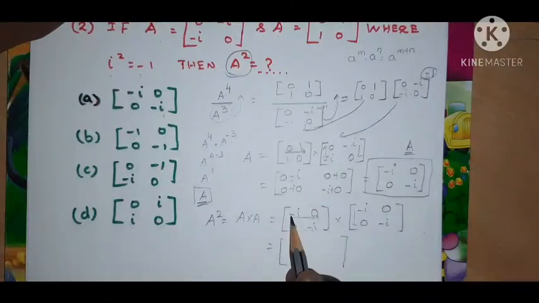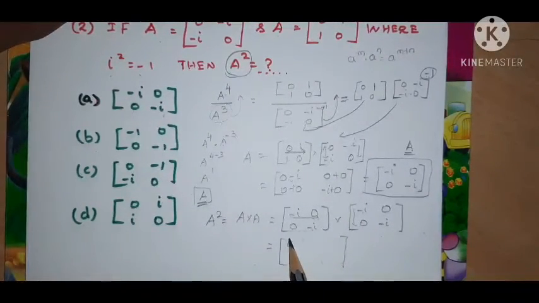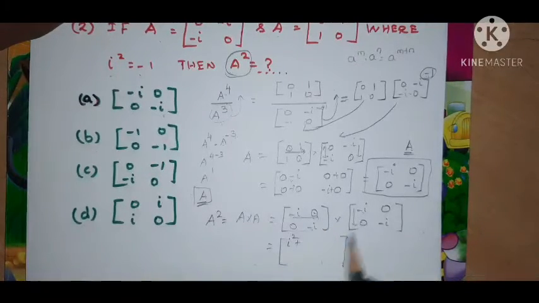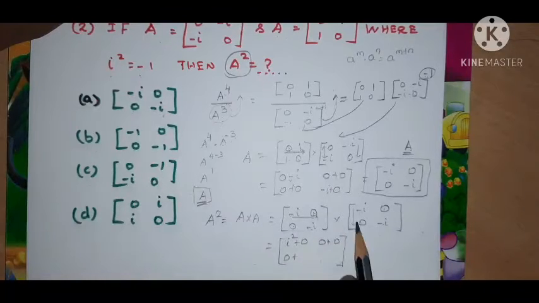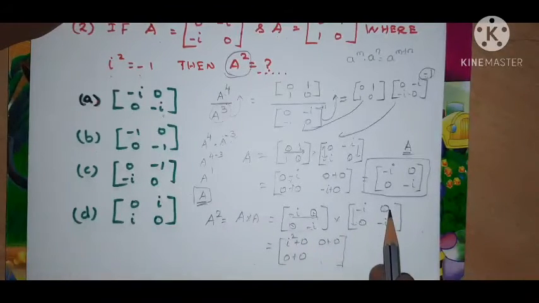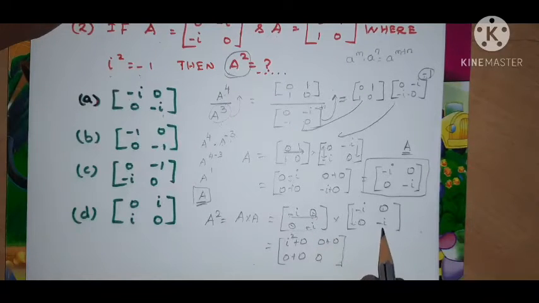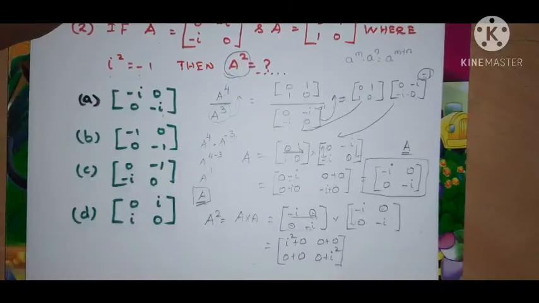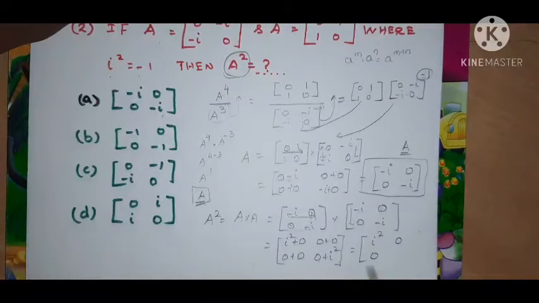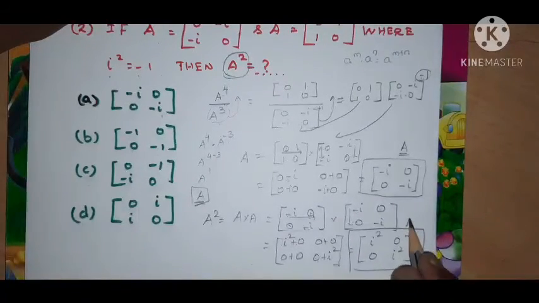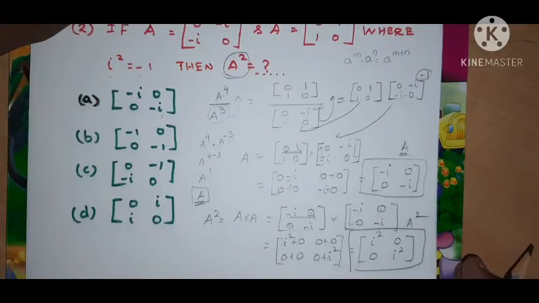So now minus i into minus i, so plus i squared, plus 0 into 0, 0. Minus i into 0 is 0. 0 into minus i is plus 0. Next, 0 into minus i is 0, plus minus i into 0 is 0. 0 into 0, 0. Minus i into minus i is plus i squared. Got it? Fine. Next, i squared plus 0 is i squared. 0 plus 0, 0. 0 plus 0, 0. 0 plus i squared is i squared. And this is what we are calling A squared. This is the value of A squared we found.